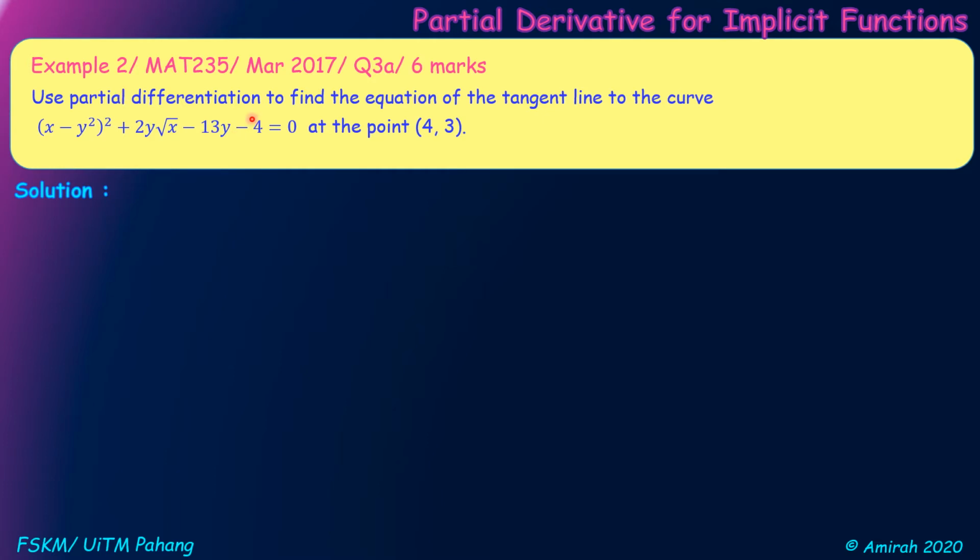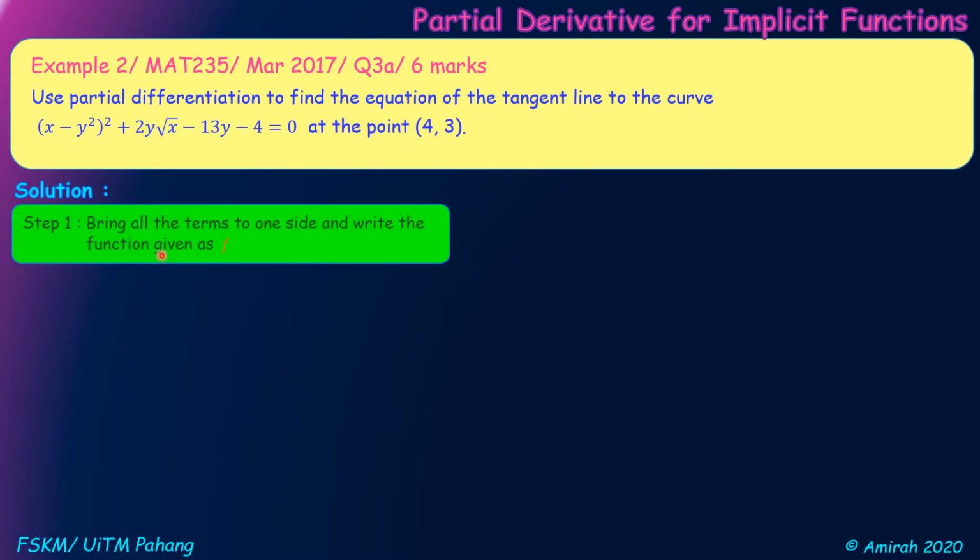Use partial differentiation to find the equation of the tangent line to the curve (x minus y squared) squared plus 2y root x minus 13y minus 4 equals 0 at the point (4, 3).